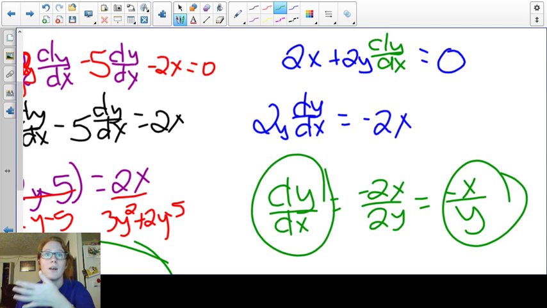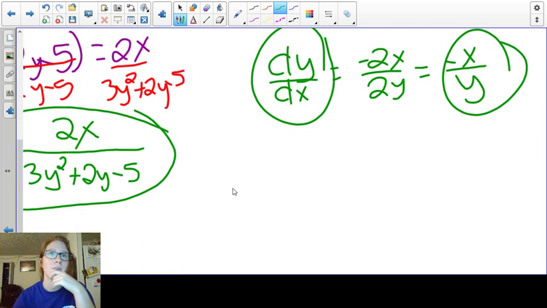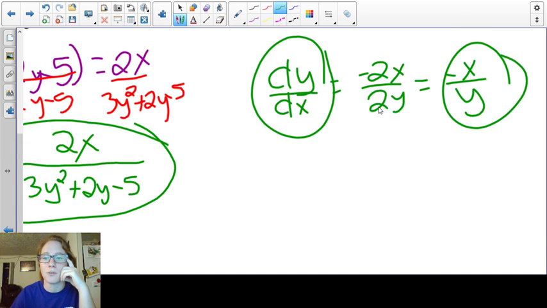So yes, when possible, please reduce. This one over here wasn't really reducible, so I couldn't do it. This one I had 2 over 2, so that's how I can reduce down.